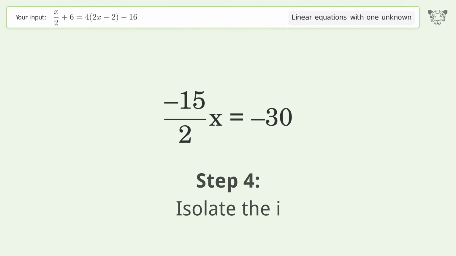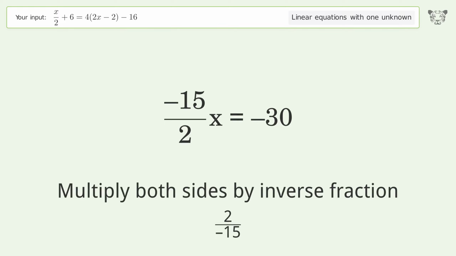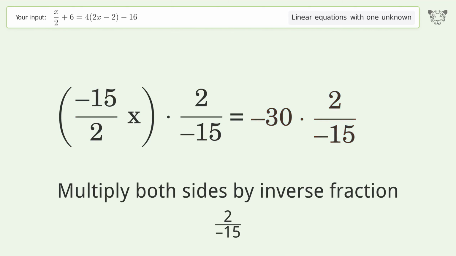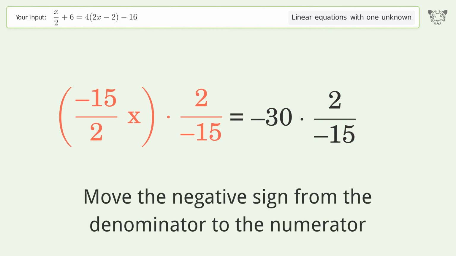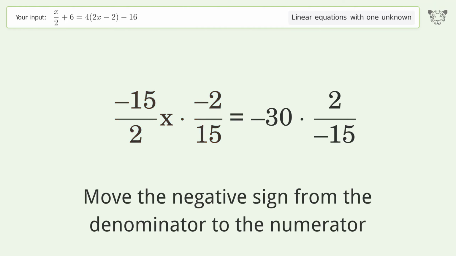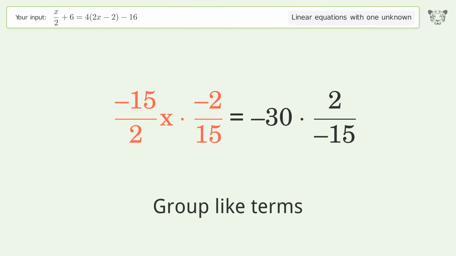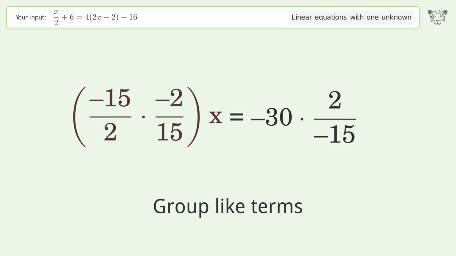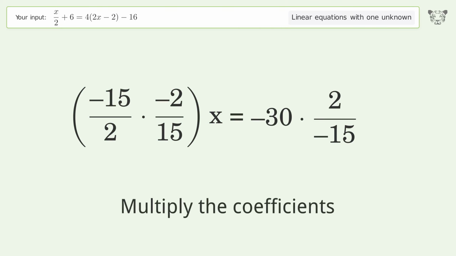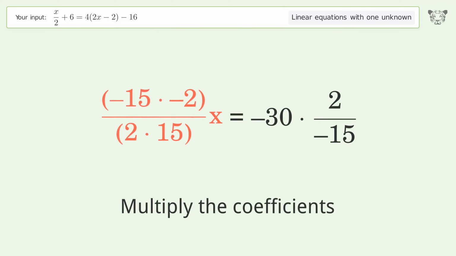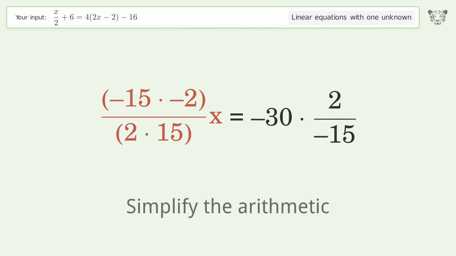Isolate the x. Multiply both sides by inverse fraction 2 over negative 15. Move the negative sign from the denominator to the numerator. Group like terms. Multiply the coefficients. Simplify the arithmetic.